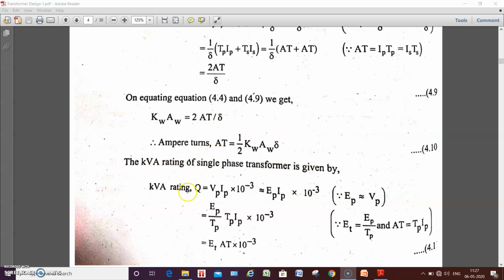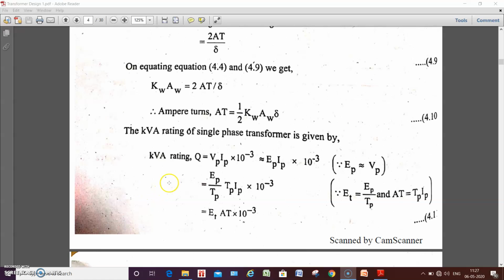Then we are going to derive the output equation, kVA rating equation of the transformer. So you know for a single phase transformer, kVA rating is VPIP into 10 to the power minus 3. Okay, so it is also equal to EPIP. Since we are assuming this VP is equal to EP, so EPIP into 10 to the power minus 3.